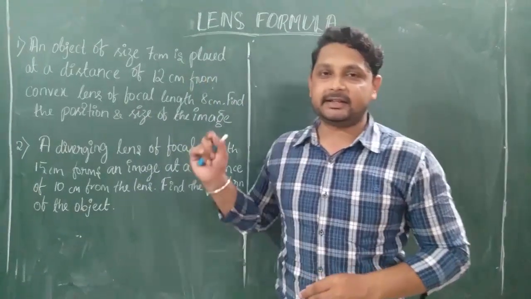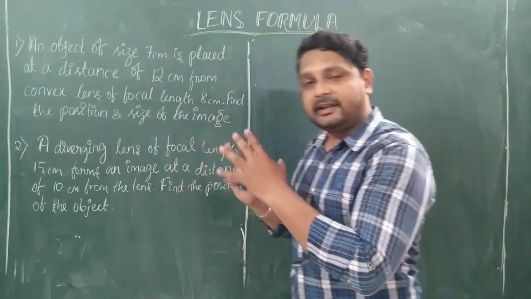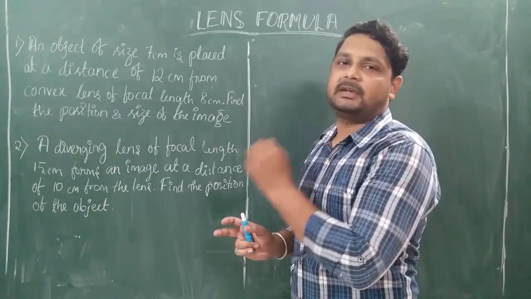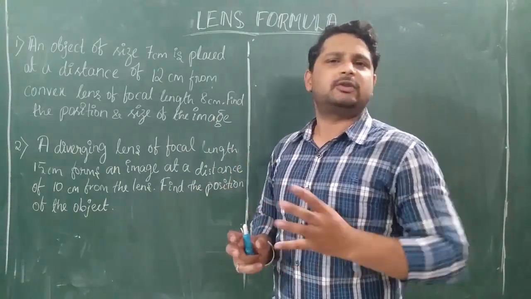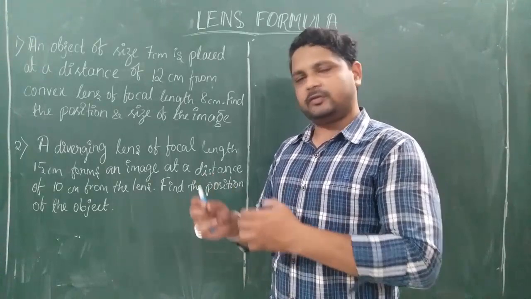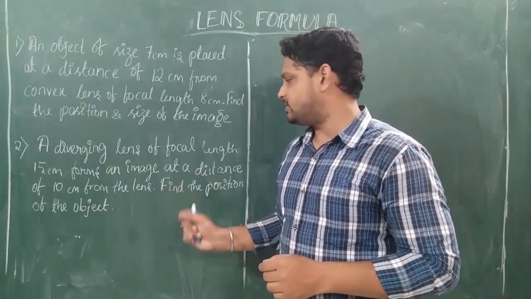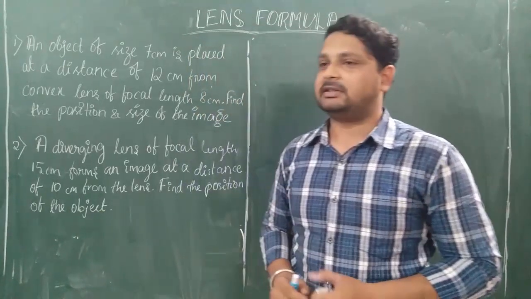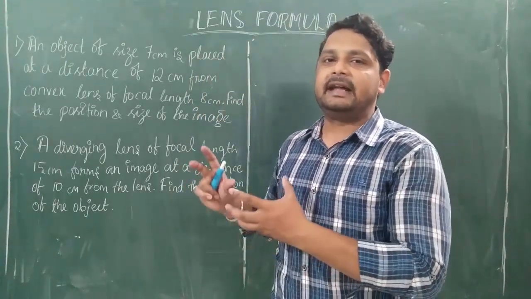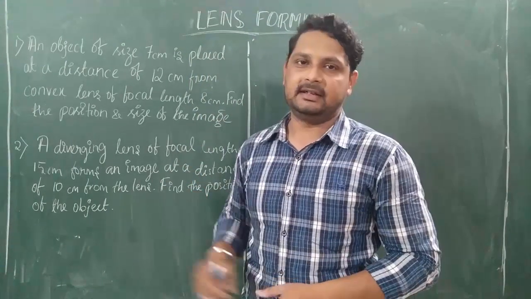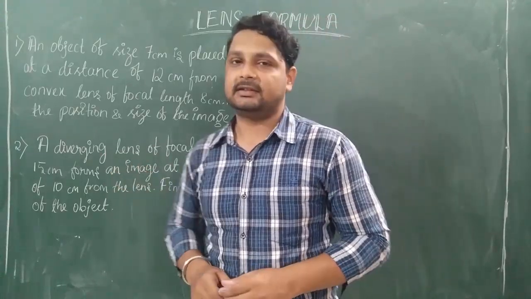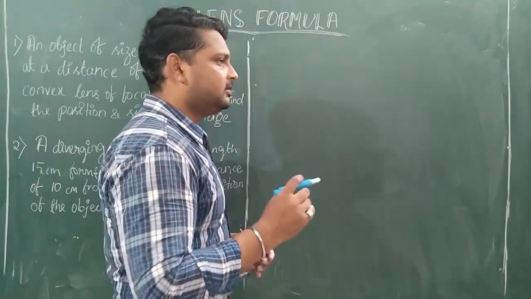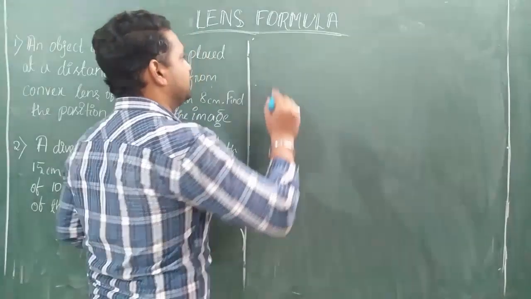As you can see in the second question, if you read very carefully, most of them make a mistake. Most of the questions ask to find the position of the image, but in the second question it is given to find the position of the object, not the image, and it is not mentioned directly which lens it is. It is just given a diverging lens. So it's a tricky question, but just a simple one, not very complicated.